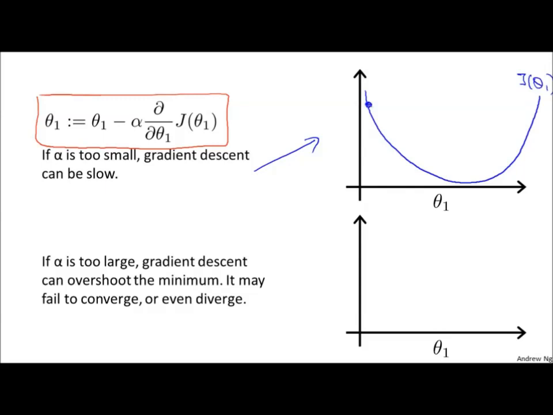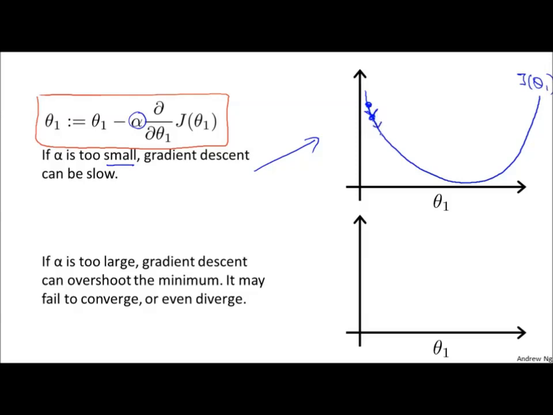If alpha is too small, then I'm going to multiply my update by some small number. So I end up taking a baby step like that. Okay? So that's one step you're going to take. Then from this new point, I'm going to take another step, but if alpha is too small, I'm going to take another little baby step.